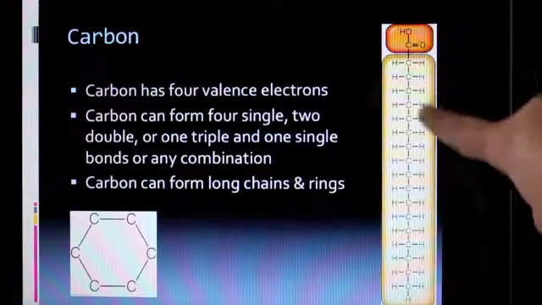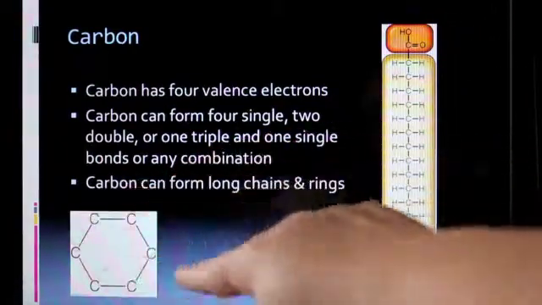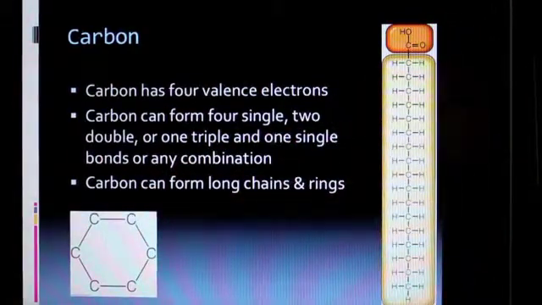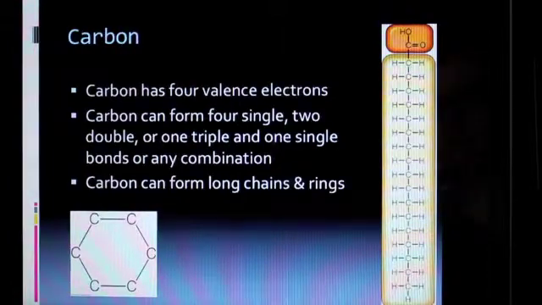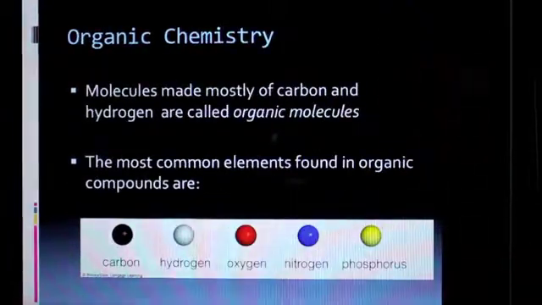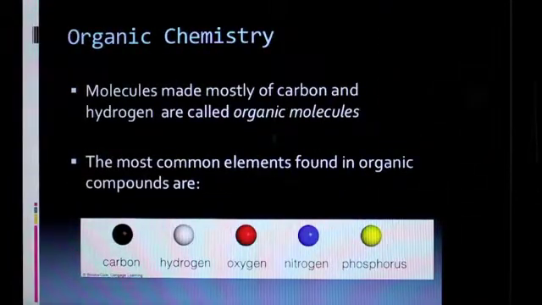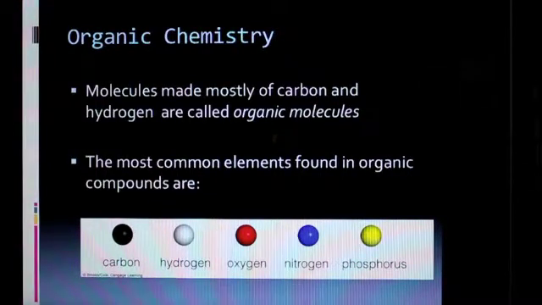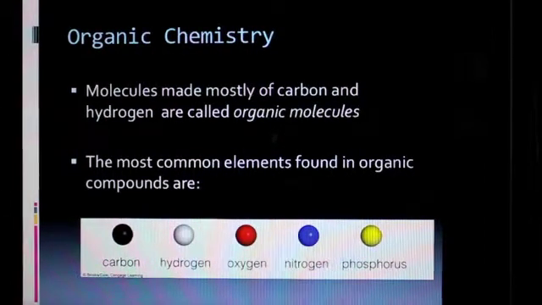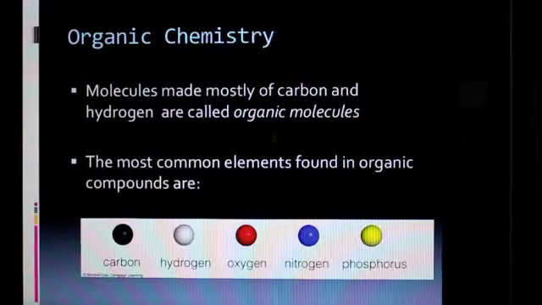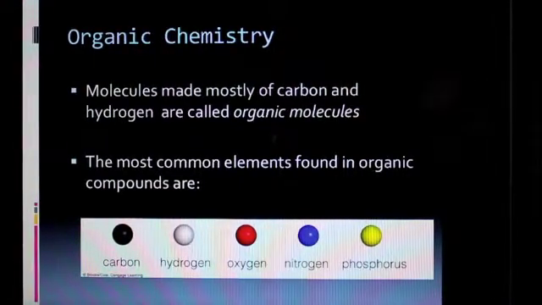Carbon can form long chains. Carbon can form rings. Most of the stuff in your body is made out of carbon. And that's why carbon gets its own branch of chemistry called organic chemistry. A lot of people here in Oregon call it OChem. We called it Orgo back in Michigan. So organic chemistry is chemistry that deals with molecules made mostly of carbon and hydrogen.